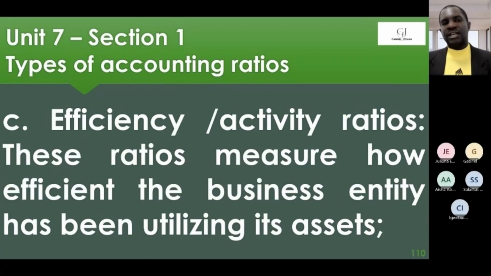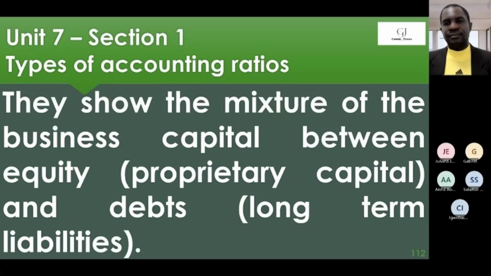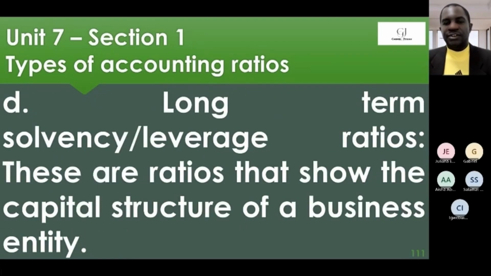All right, we also look at the third type of ratio, efficiency and activity. We're looking at a measure of how the business entity utilizes its assets, the utilization of assets. And the fourth one is long-term solvency, how we are able to leverage the balance between the mix of debt and capital. Looking at equity, which is proprietary capital, there's also a ratio called the proprietary ratio or equity ratio, and also debt, long-term liabilities, borrowings from external providers of capital. That is what long-term solvency or leverage ratios are all about.